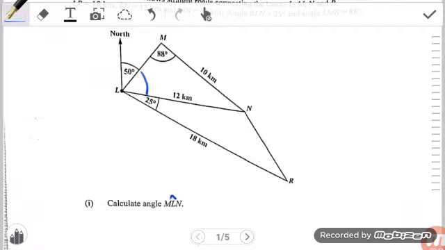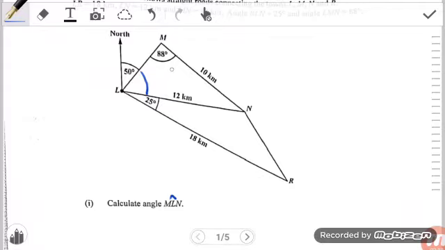So how are we going to get that angle, guys? We're going to look at the triangle at the top, which is triangle LMN. It's a regular triangle, so that tells me that if I'm dealing with a regular triangle, usually the cosine rule or the sine rule plays an important role.